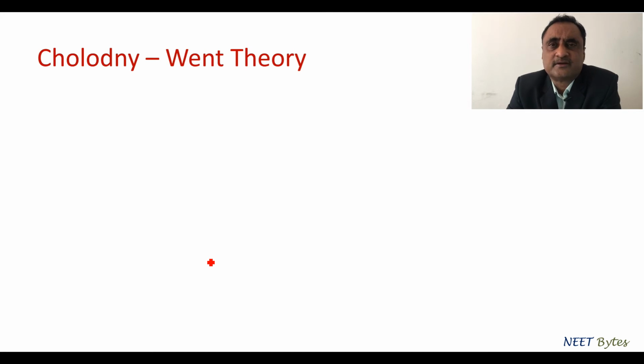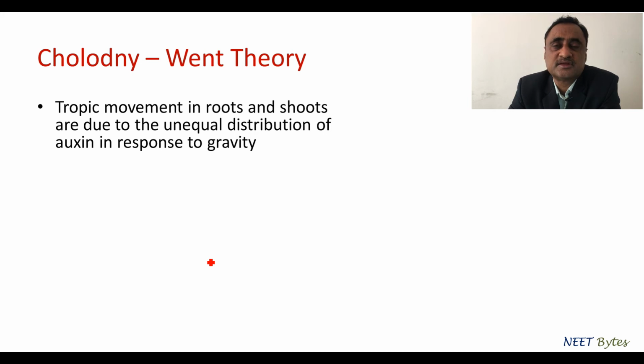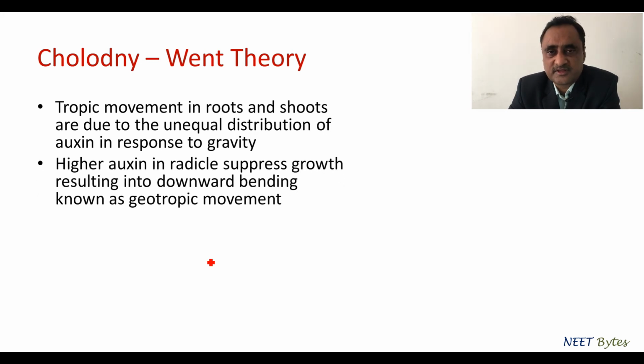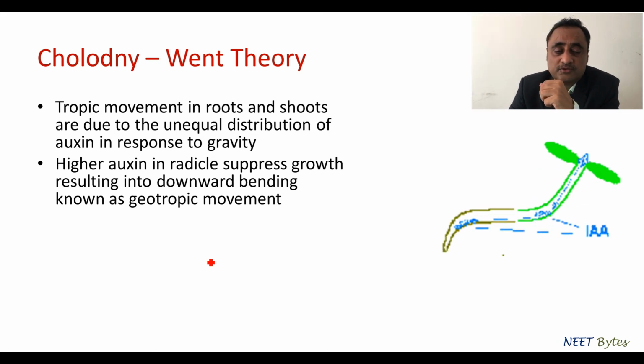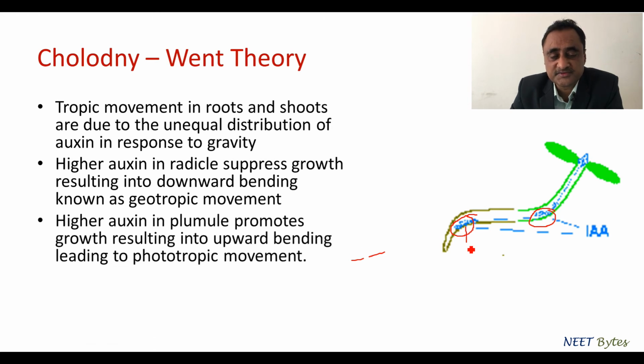Let's first try to understand how phototropic movements occur, and for this, one particular theory, what we call the Cholodny-Went theory, is given. This theory says that phototropic or geotropic movement occurs due to the influence of a hormone, and that is auxin. As you can see in the diagram, there is an accumulation of auxin due to gravity. The key feature is that auxin at high concentration in the case of radicals suppresses growth.